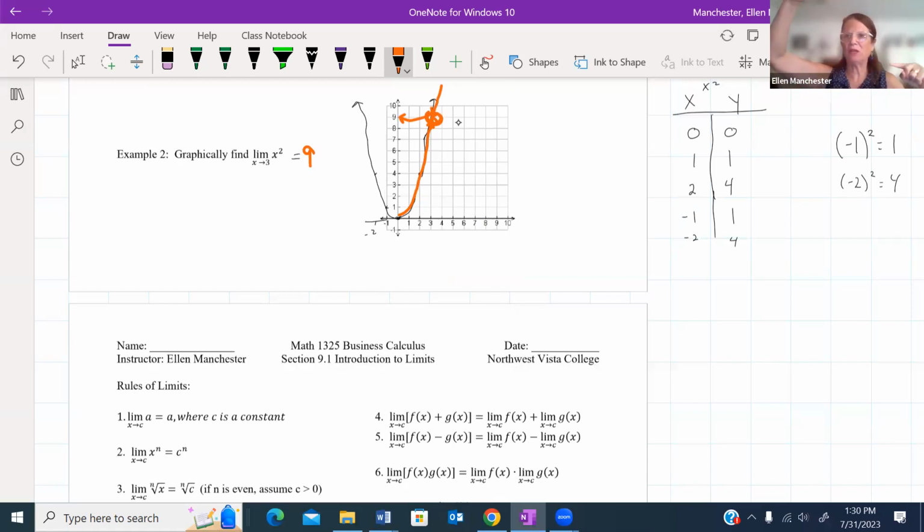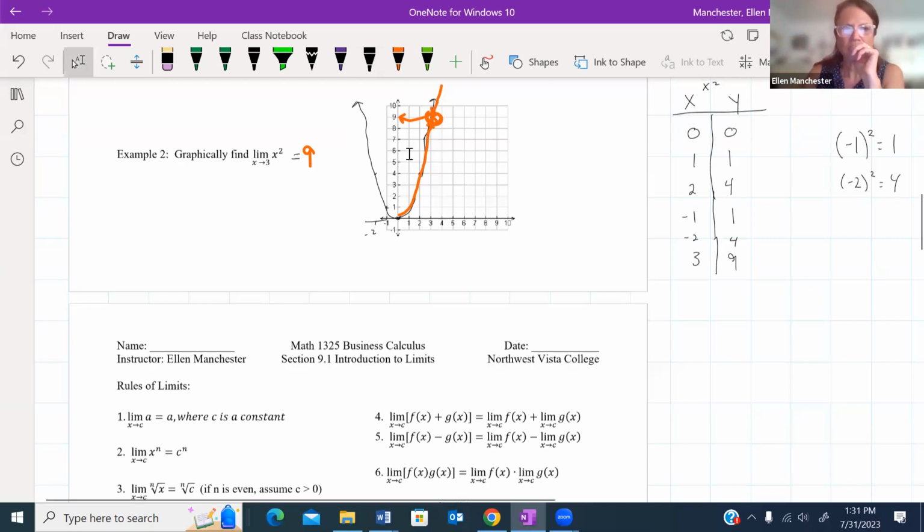Okay, so my fingers are coming up from the left, down from the right, and my fingers at x is 3 meet where y is 9. Okay, so algebraically, it makes sense, right? When we plug 3 into our function, 3 squared is 9, right? Algebraically, it equals 9. But we're not talking about what it equals anymore. We don't care about what it equals. What we care about is what it is approaching, okay? That's the limit.